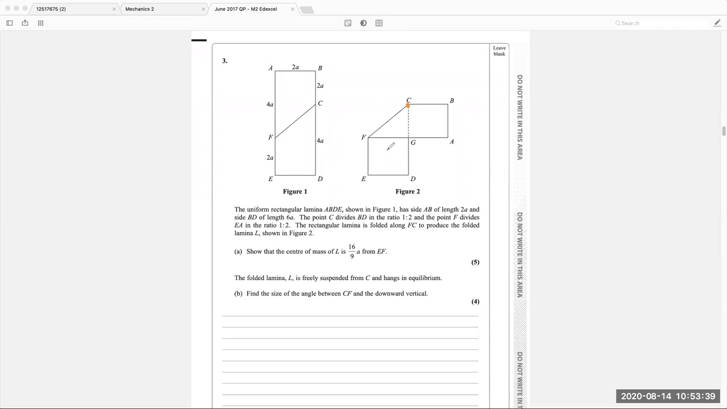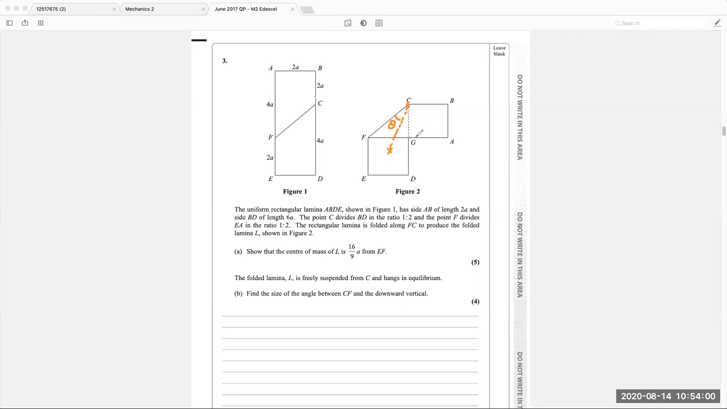Yeah, okay. This is the center of mass. If you hang from point C, then the dotted line is the vertical line. Right now, you need to find the angle at C between CF and the vertical line. So that means you need to find this angle theta.